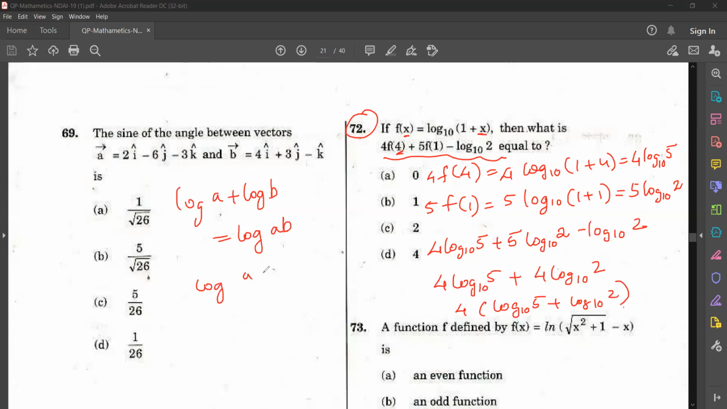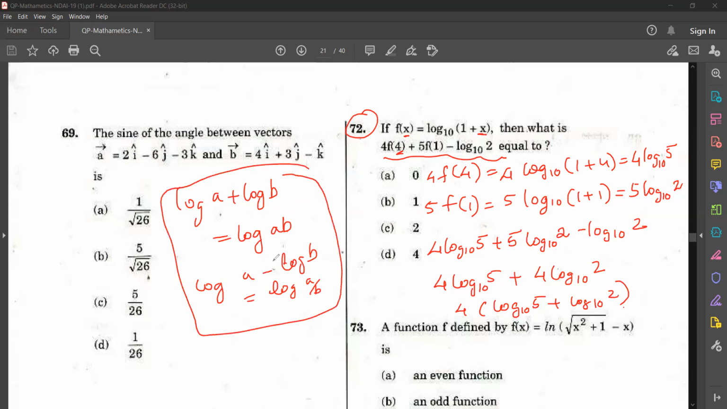And what is log A minus log B? That is log A by B. Okay, if you don't know, please copy down this. Log A plus log B is log AB. Log A minus log B is log A by B.